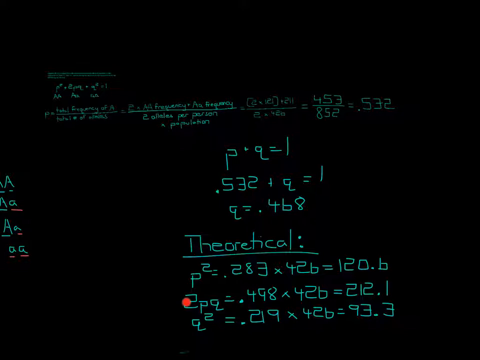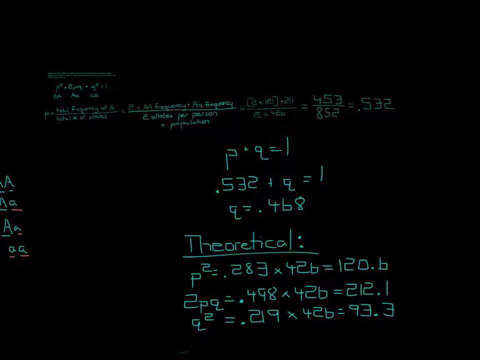And then 2 times PQ, once again, it would be 2 times P and times Q. In this case, we would be using 0.532 times Q, which is 0.468, which would give us 0.498. And then it would be multiplied by our population to get the actual number of people, which would be 212. And then finally, Q squared. Once again, this is just Q, which is the allele frequency, and we're trying to find the genotype frequency. So it would be 0.468 squared, which would be 0.219, times our population, which would be 93.3.